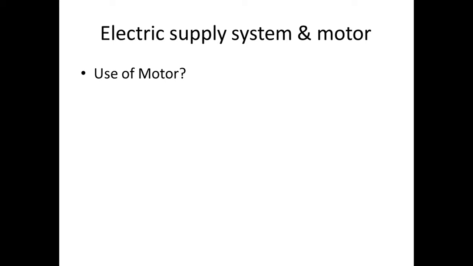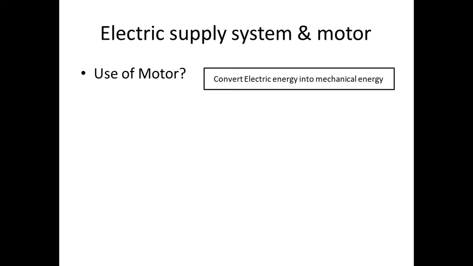A motor is a device which operates with the help of electrical energy and converts the electrical energy into mechanical energy. That mechanical energy can be utilized by any machine for its operation. So in short, we can say that a motor is a device which converts electrical energy into mechanical energy.